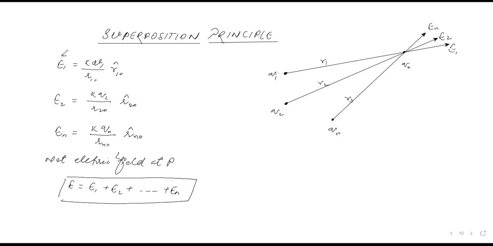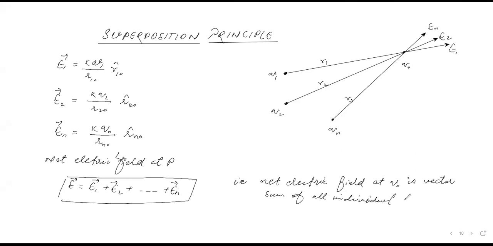Note it down, please. Sorry, all of these are vectors. Remember here, the net value will be the vector sum of the individual electric fields. So the net electric field at Q naught is the vector sum of all individual fields.